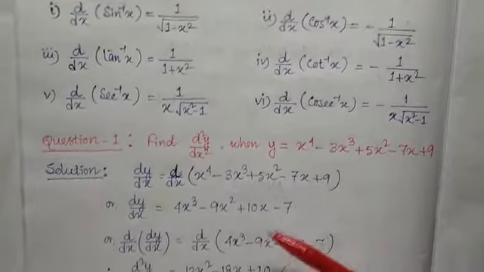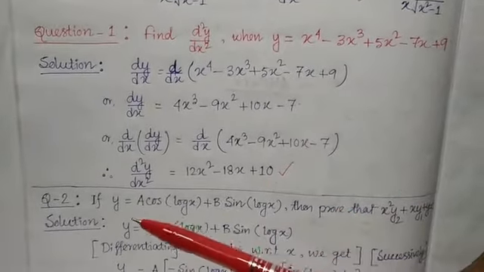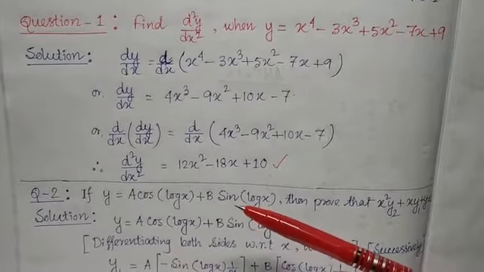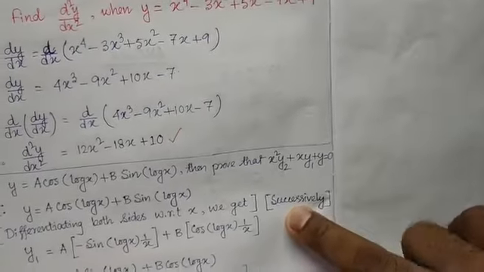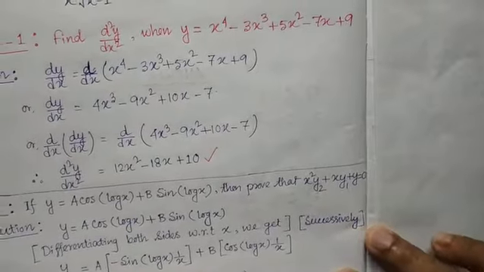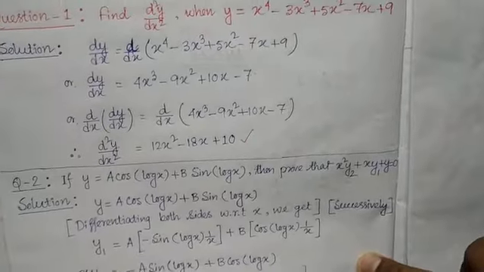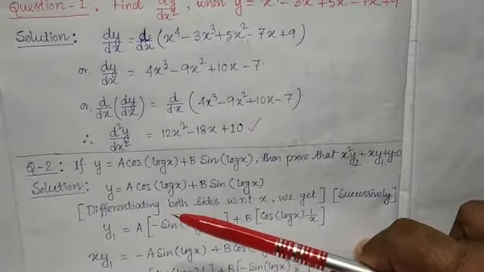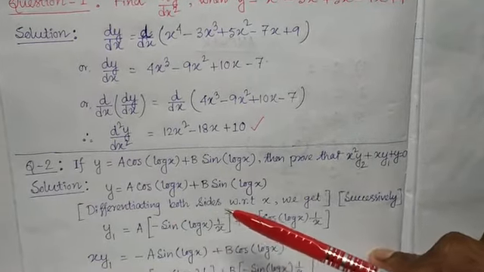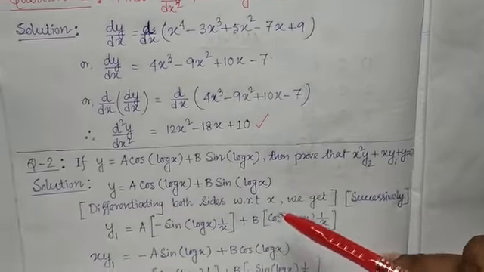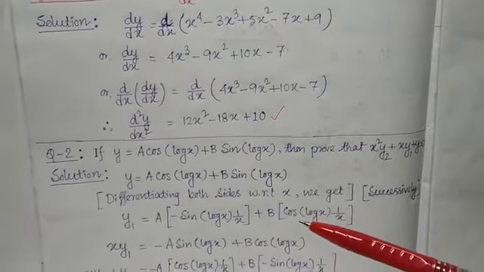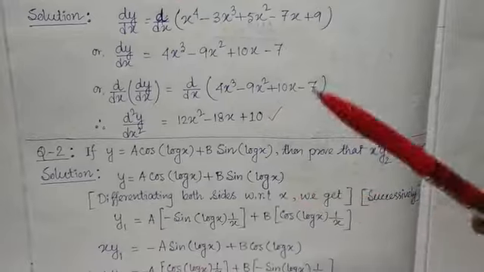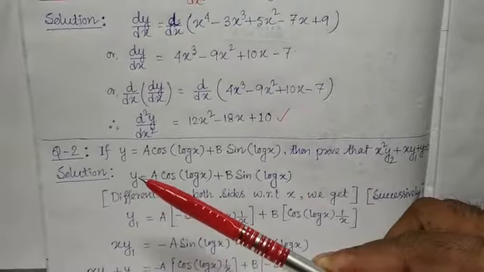Okay. Now see the next one. If y equals a cos(log x) plus b sin(log x), you have to prove this. Actually, this is equal to 0. Clear? You have to prove this one. So, see the statement. Differentiating both sides with respect to x, we get successively. Successively means since we are differentiating twice, that is why I have written successively.